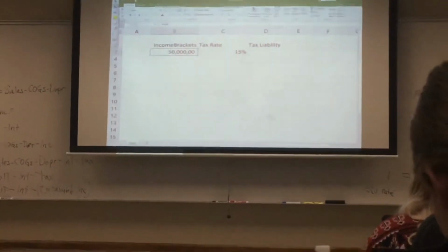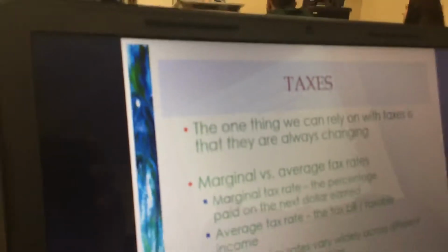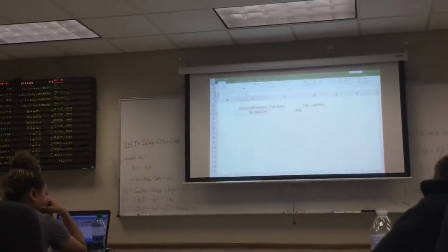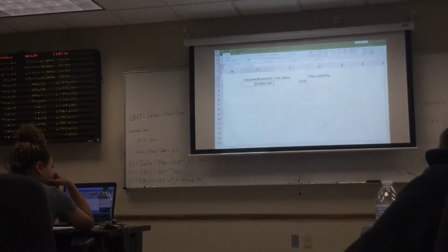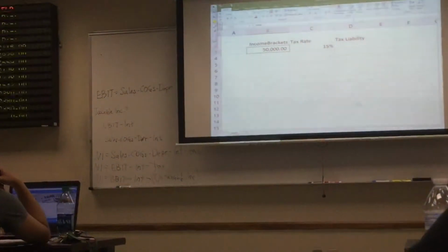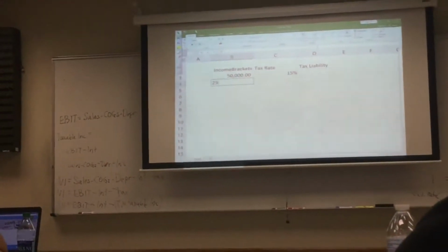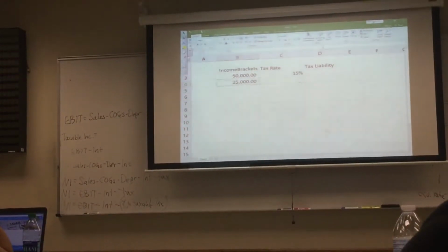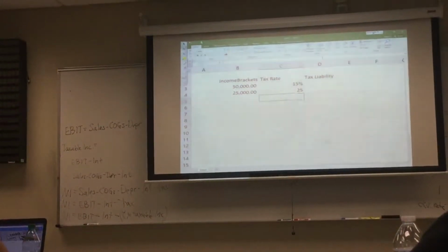Enough said there. All right, so from this table, I go to my second bracket. It says from $50,001 up to $75,000, which is a total of $25,000 of income. I'm going to be taxed at 25%. So my next bracket is going to be $25,000 worth of income, and it's going to be at 25%.